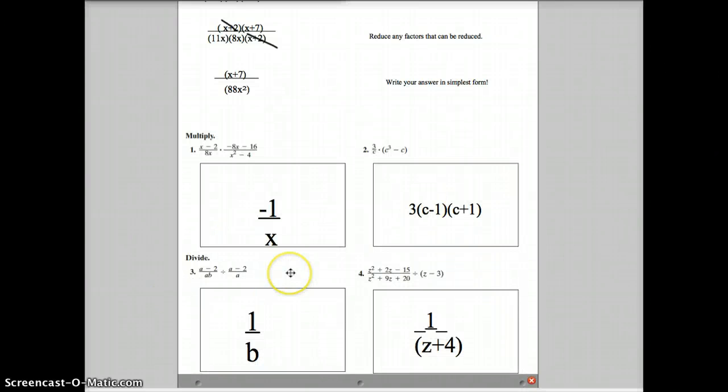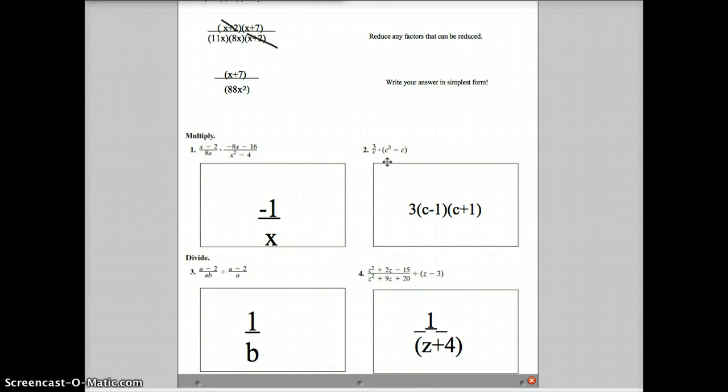So in quick check example 1, we've got negative 1 over x. And again, we had to factor out that negative 1 here in order to make everything start to factor completely. In example 2, we've got 3 times the quantity c minus 1 times c plus 1. And that one is pretty cool how it factors. So ask in class if you'd like to go over that.